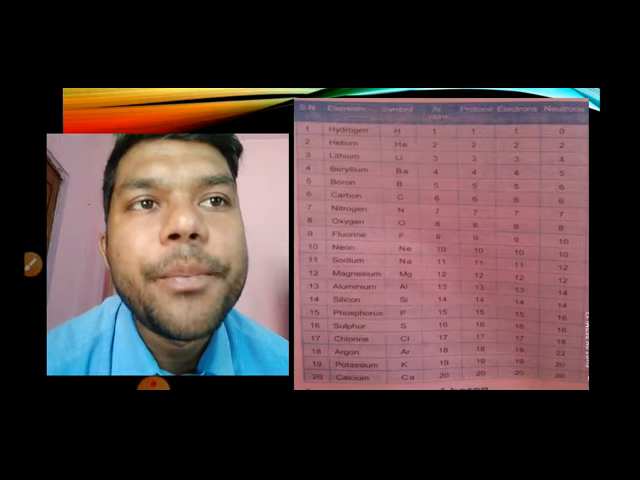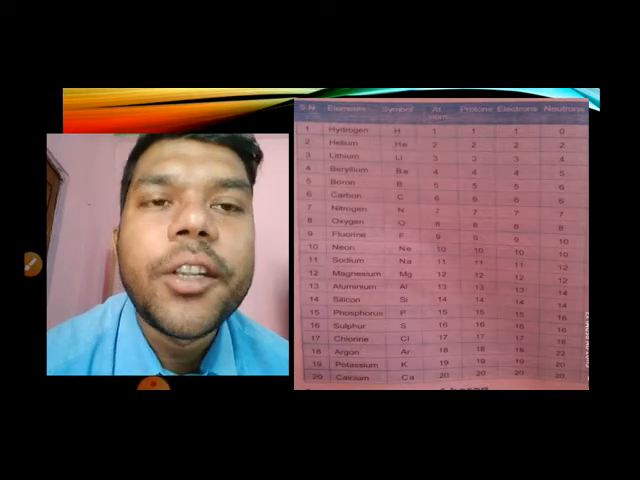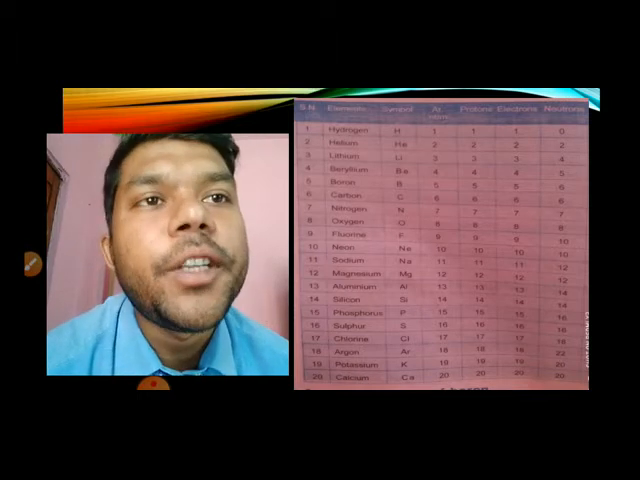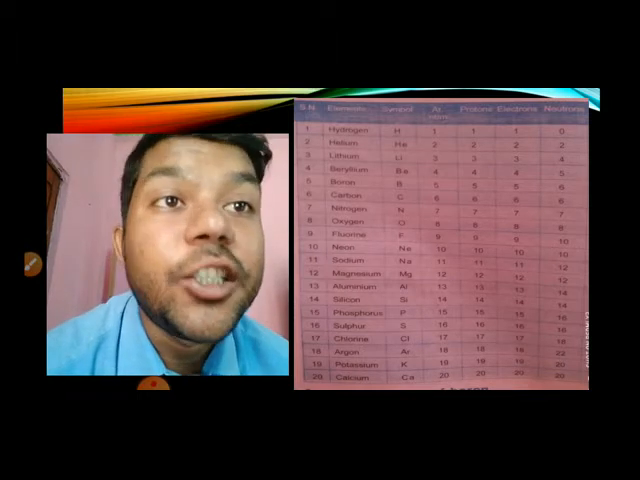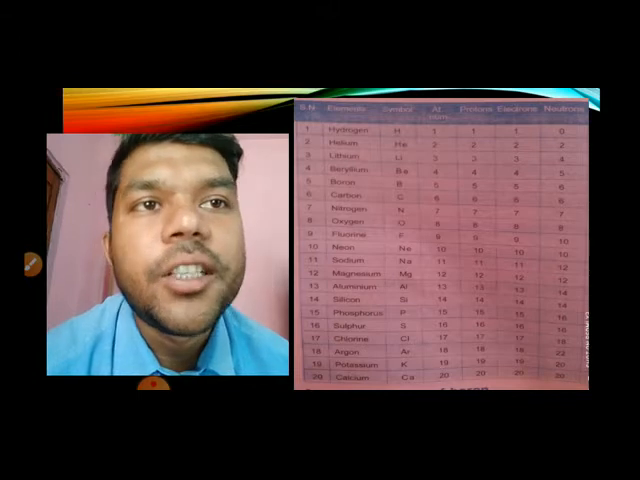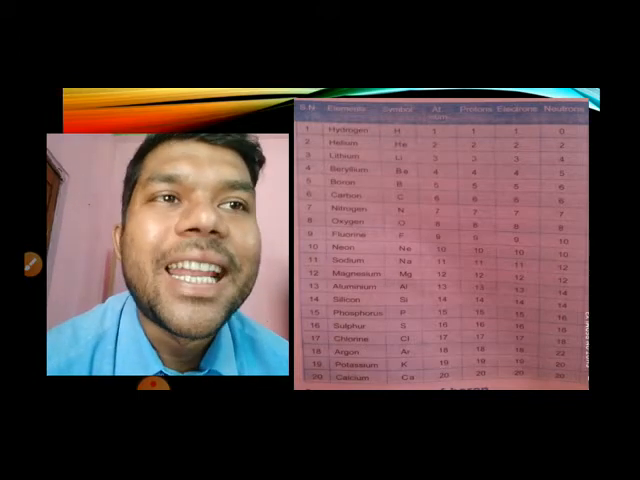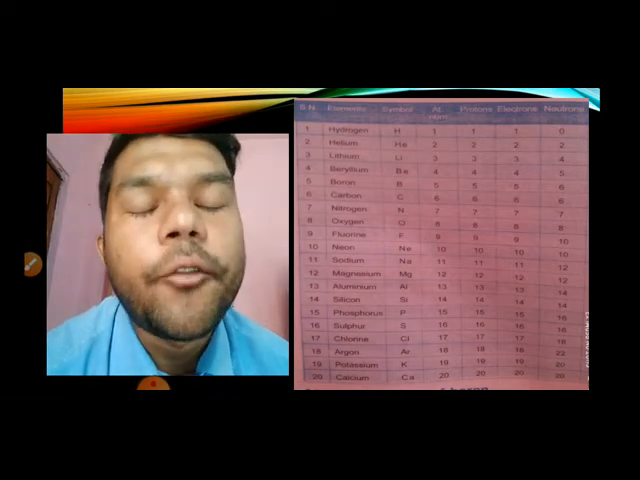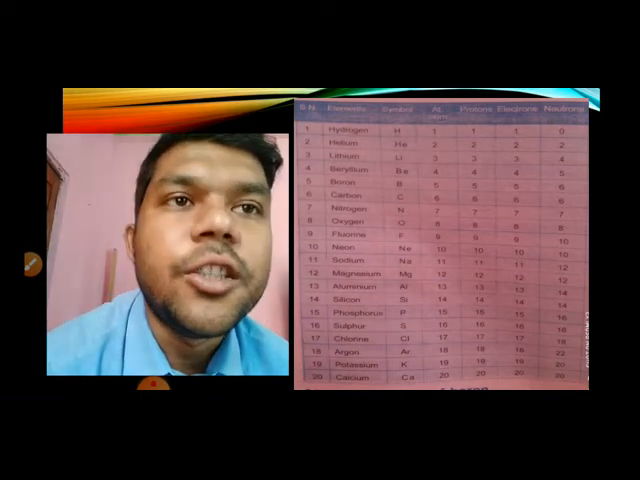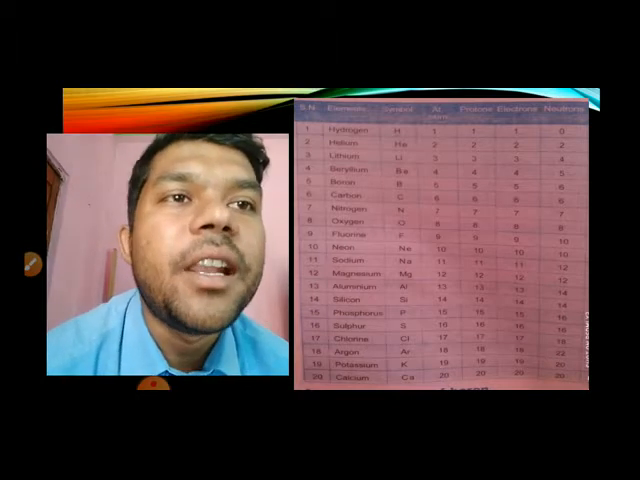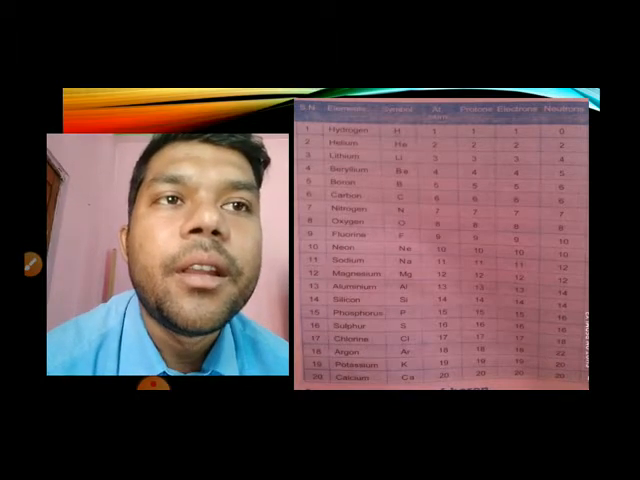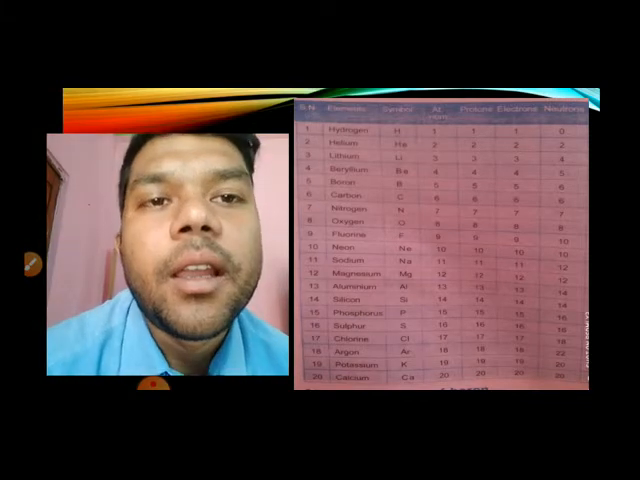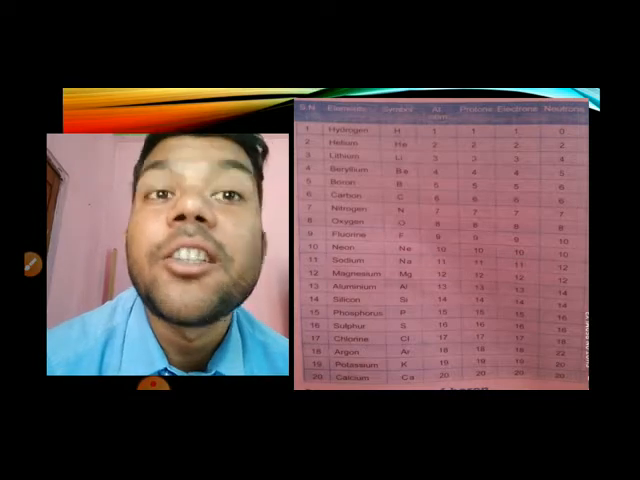Now the writing method of symbols: a symbol is written by the first letter. Like hydrogen, the first letter is H. If the first letter is repeated, the second letter is used. Like in serial number 2, helium, the first letter is already used, so the second letter is used. In the same way, lithium Li, beryllium Be, boron B. These are the symbols. Why? Because the full name is rarely used; in place of that, the symbol is used.